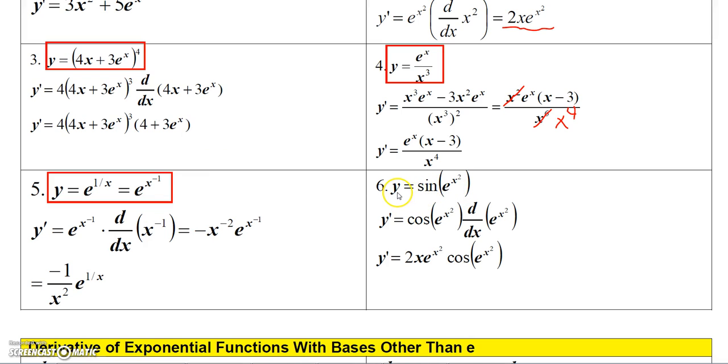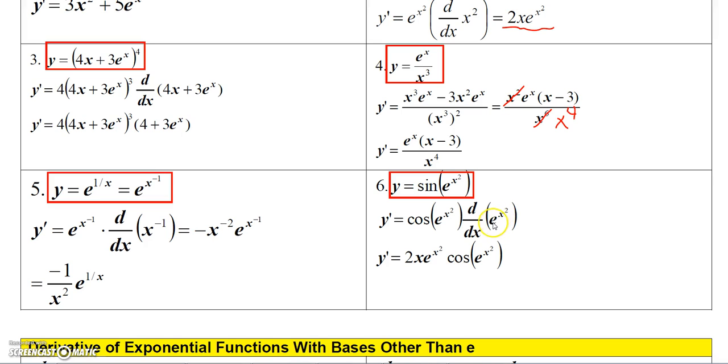Now I'm going to do one more of these. So this time, you see I have sine of e to the x squared. Now be careful here, because this problem does not start out as an e to the u problem. We have to use a trig rule here. I have to think of this as sine of u, where u is e to the x squared. Now remember, what's the derivative of sine u? It's cosine u, and then you multiply by the derivative of u. In this case, the u is e to the x squared. So we multiply by the derivative of e to the x squared.